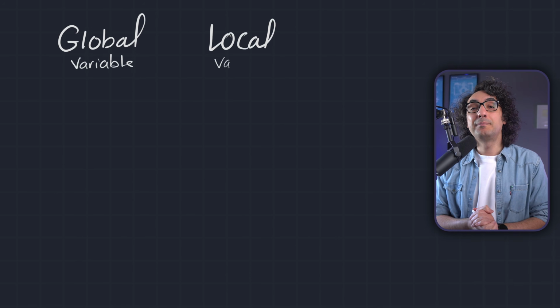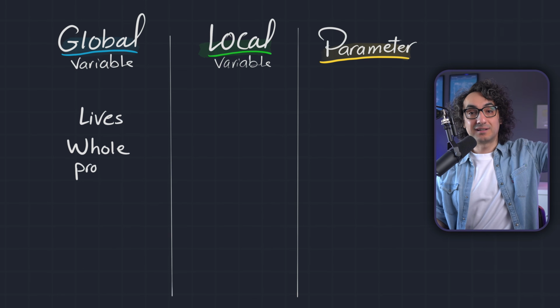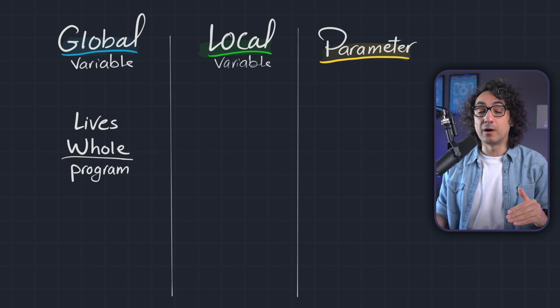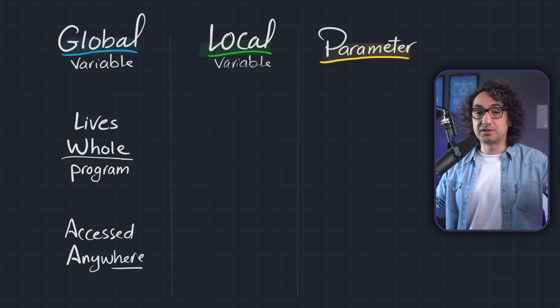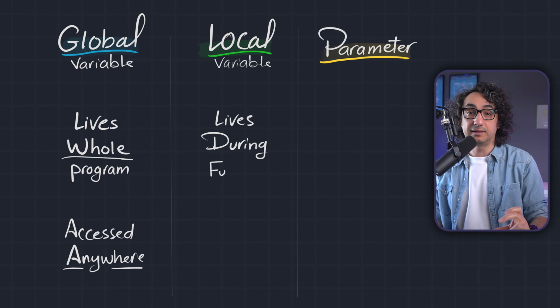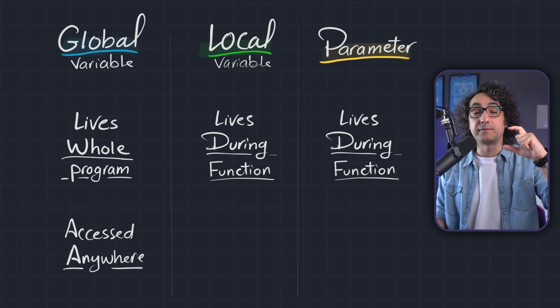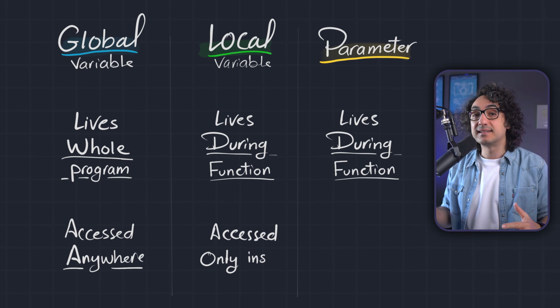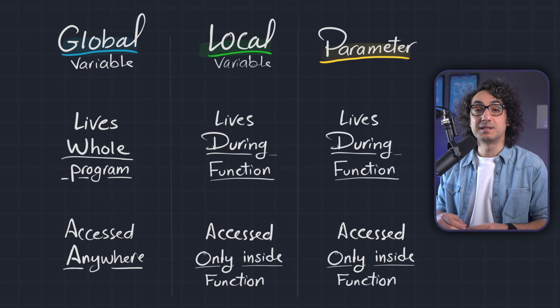So let's recap. The global variables have a long life, so they will be created at the start and destroyed by the end of the whole program, and they can be accessed everywhere, whether inside the function, outside, wherever you want. But the local variables and the parameters, they have a short life. They only live during the execution of the function, and they can only be accessed inside the function, not outside. And those are exactly the differences between them.